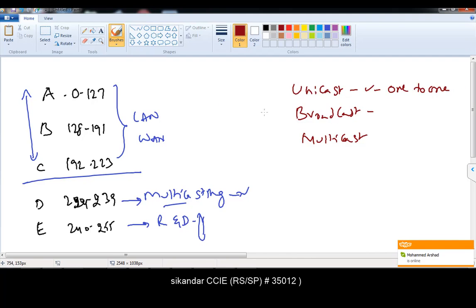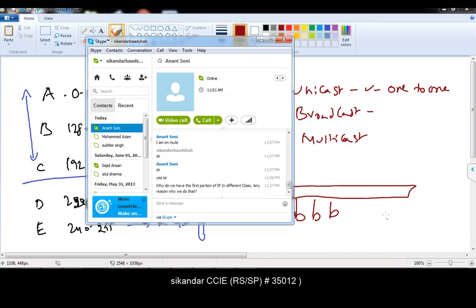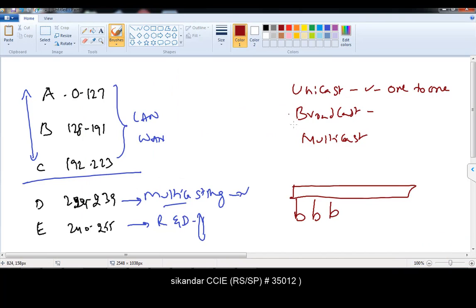One-to-one means, in case you have a network like this, where you have multiple computers connected in the LAN, and among these multiple devices, one device is sending a request to one device and the other device is replying. We call this type of communication a unicast communication, which is the default communication that happens in most cases.